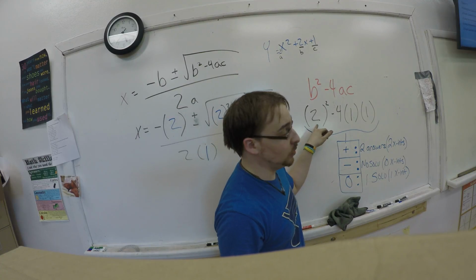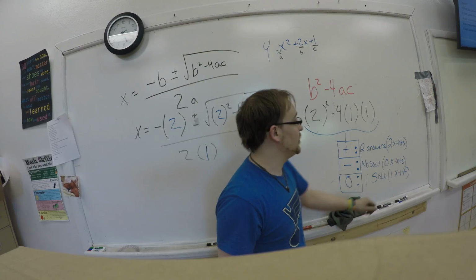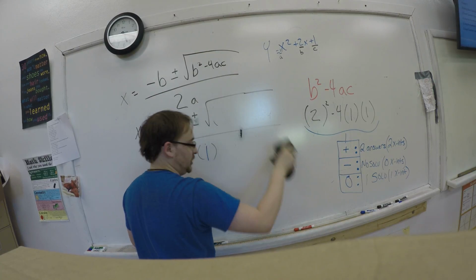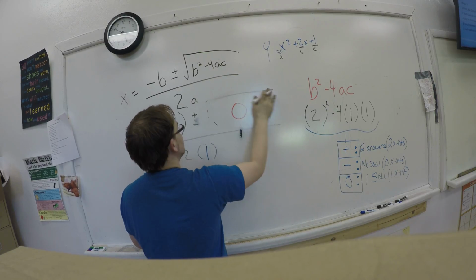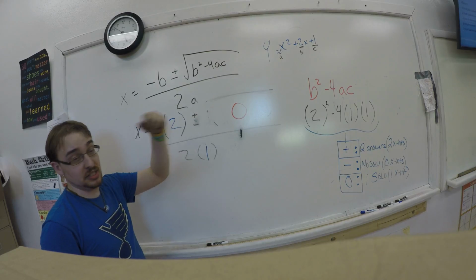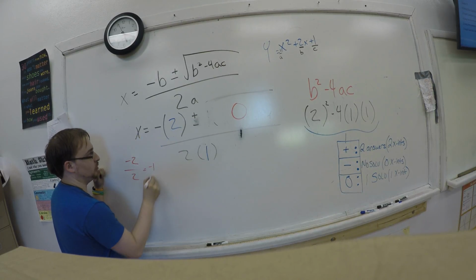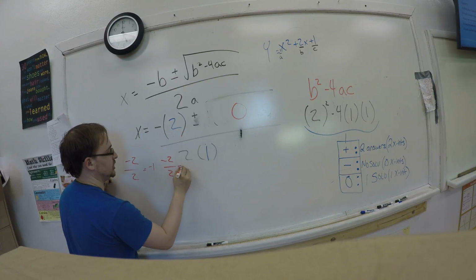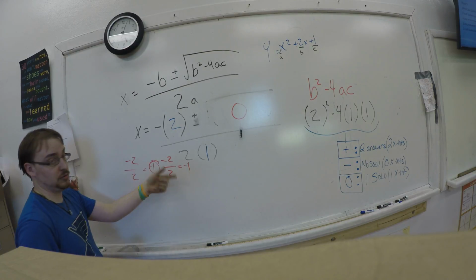2 squared is 4 minus 4, right? 0, so we only have one solution. That makes sense because all of this is just going to be 0. What's the square root of 0? 0. That's nothing. Negative 2 plus 0 is negative 2, over 2 is going to get us negative 1. Negative 2 minus 0 is still negative 2 over 2, which is negative 1. So we only have one answer here, negative 1 for our x. They're both the same thing.